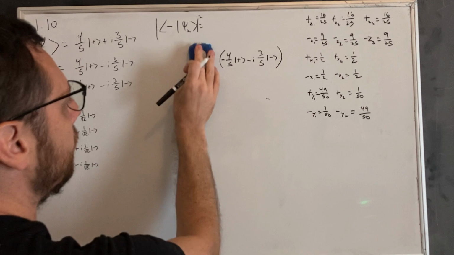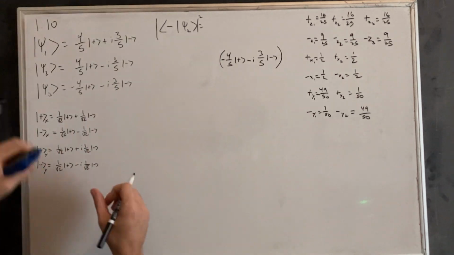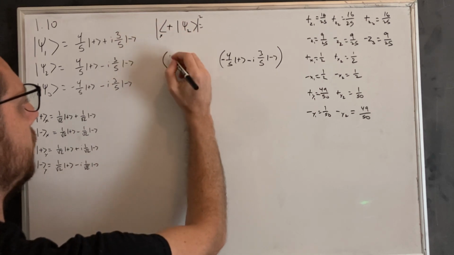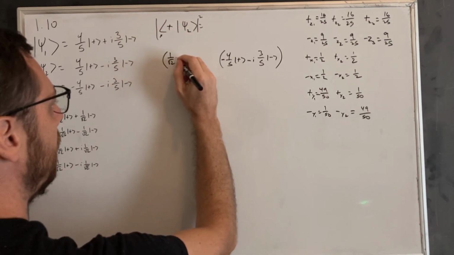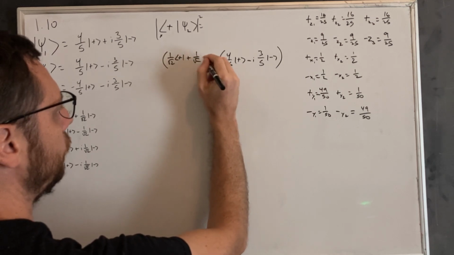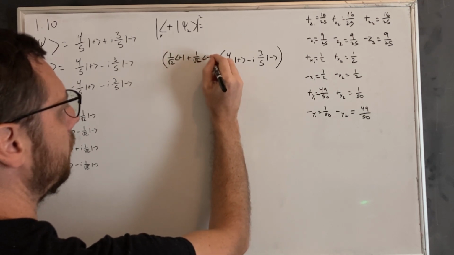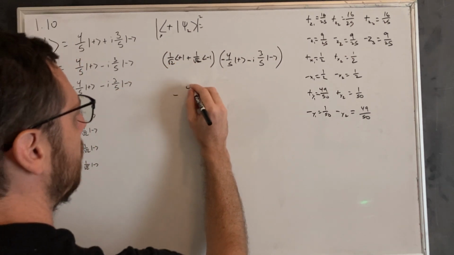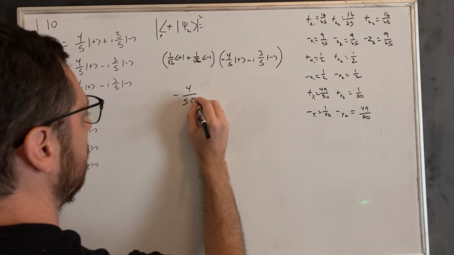Whew. All right, so fun part now: plus in our x is going to be 1 over root 2 up bra plus 1 over root 2 down bra. Plus in our plus is going to be negative 4 over 5 root 2.